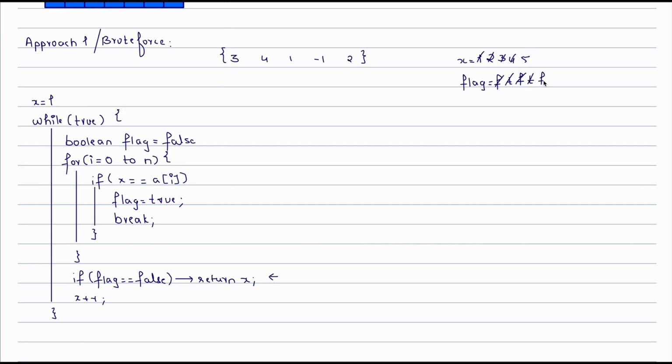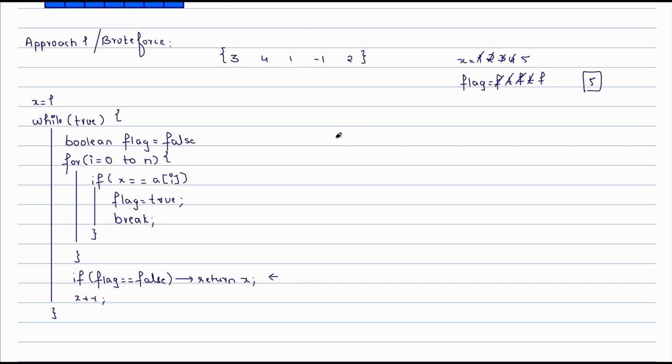Now let's see if my value of x is 5, right? The flag will be false initially. Now I will check whether 5 is present inside the array. We can see that 5 is not present, so this statement will never execute, right? So the value of flag stays false, and I'll return x, the value of x is 5. Okay, so with this approach we can solve this problem.